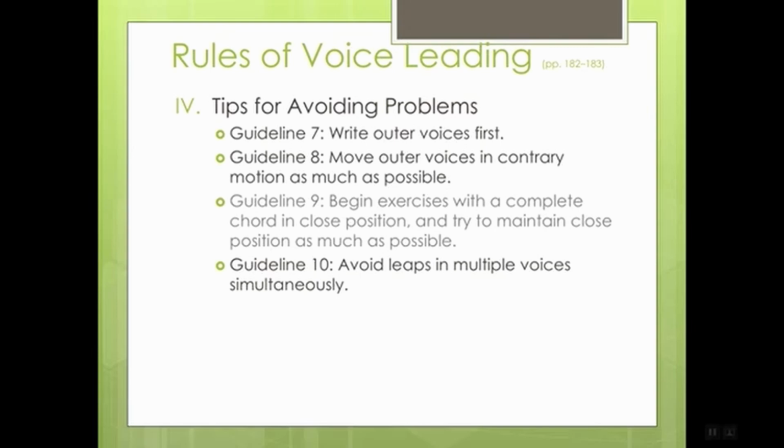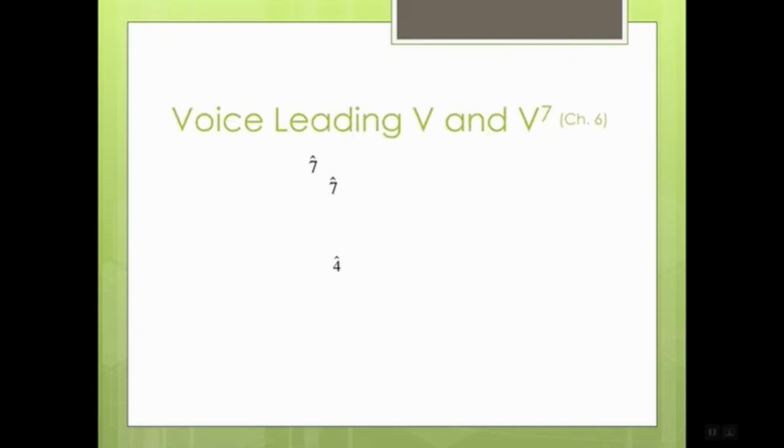Guideline number 10, avoid leaps in multiple voices simultaneously. So let's say your bass is moving up by step, then you could, if you wanted to, do a leap in the soprano. If your bass is leaping up, you really probably don't want to simultaneously leap in the soprano. If you have to leap in one of the inner voices, you're allowed to. But you want 70 to 80% stepwise motion in most lines. So skips of thirds are okay, but leaping is pretty rare. So you probably don't want it to be happening in the outer voices simultaneously.